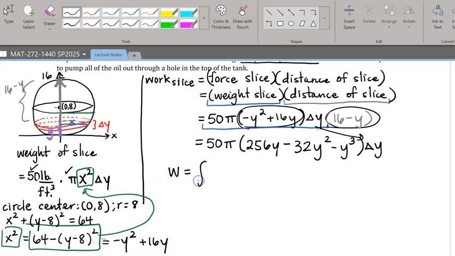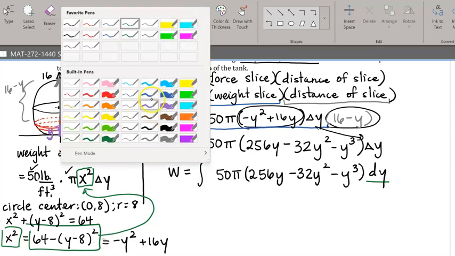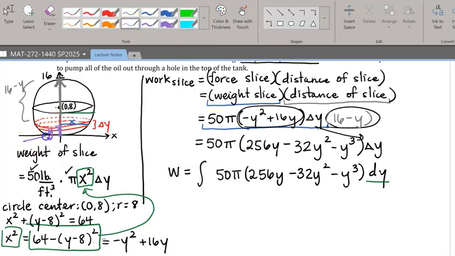So work is going to be the integral of all of this. The delta y on the end will turn into a dy when we change it to an integral. And now we need to think about what our limits of integration are. We are integrating with respect to y, and we said that y, the same y in the picture that I have marked in purple, is the distance of the oil from the bottom.